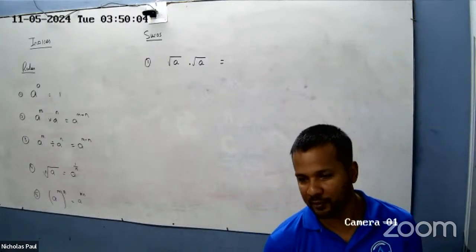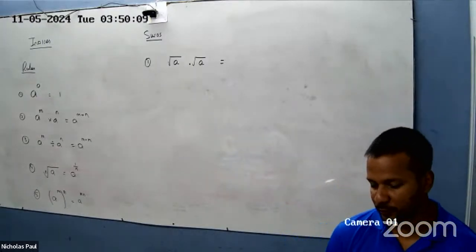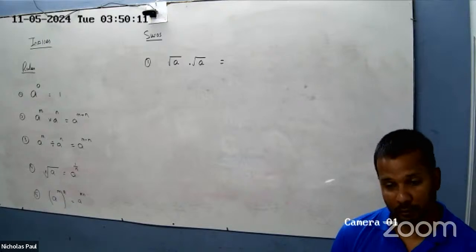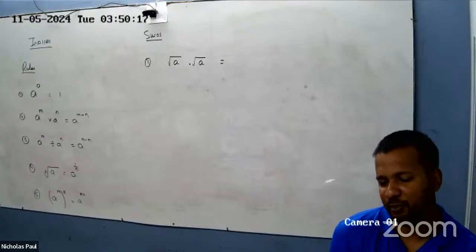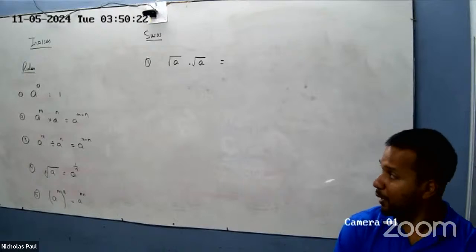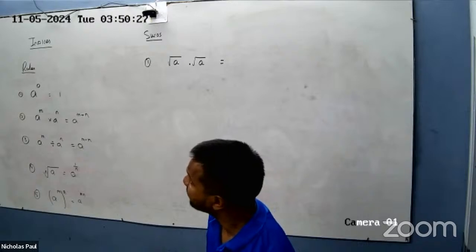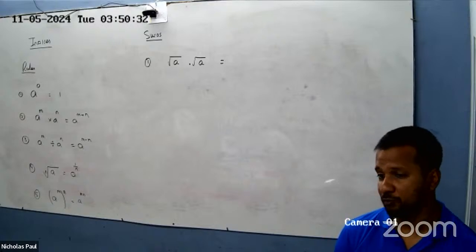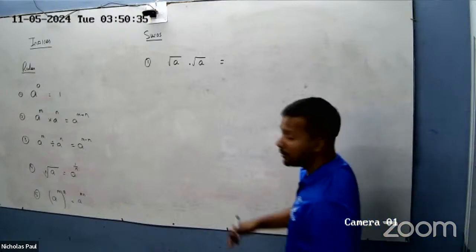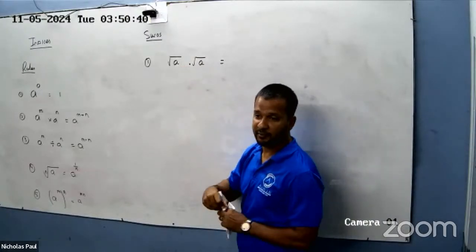Multiply root 2 by root 2. Anybody can do it. Put root 2 multiplied by root 2 and tell me what you get. 2. Yeah. So what is root A by root A? Root A by root A is A.